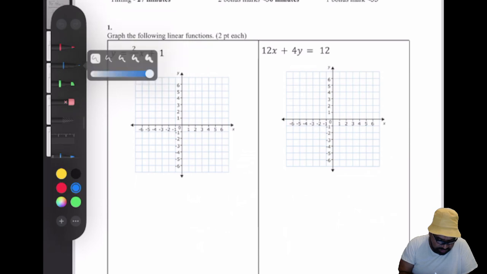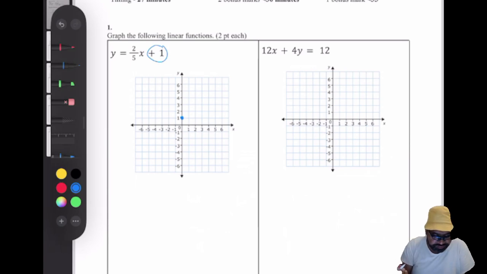Simple, we worked that many times. We use blue here. Where's the y-intercept? Number 1. You go here, number 1, make a dot, and the slope is rise and run. Rise 2, run 5. Then 1, 2, 1, 2, 3, 4, 5 over here. Great. And for graphing, we just go through that point.